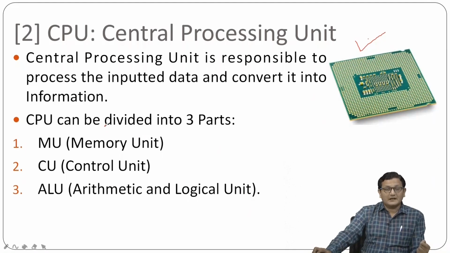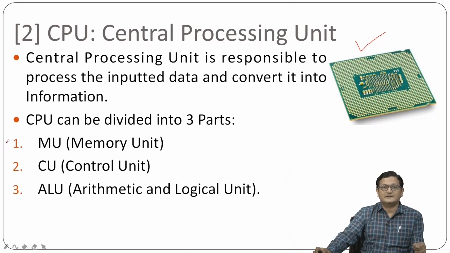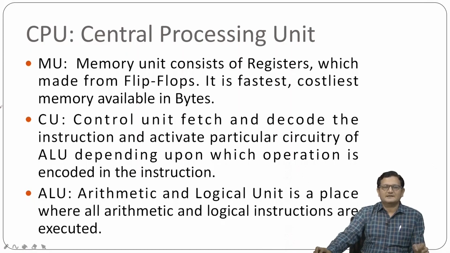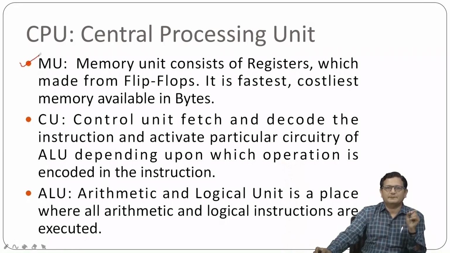Now this small chip, this small processor, the central processing unit, is divided into three main parts. One is called the memory unit, another is called the control unit, and one more is called the arithmetic and logical unit, right? As we have discussed, the CPU itself has one small memory inserted into the chip of the CPU. It is called registers, right? So the CPU has two types of memory: one is called registers and another is called cache memory.